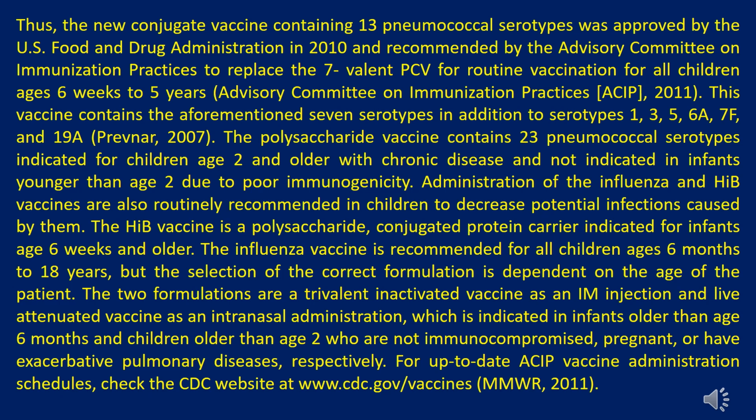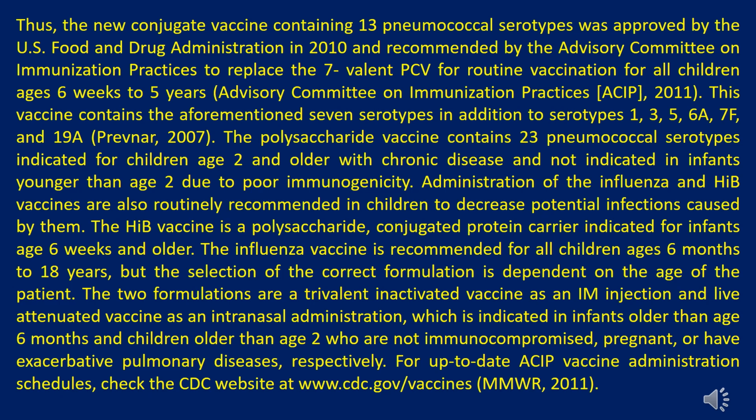ACIP, in 2011. This vaccine contains the aforementioned 7 serotypes in addition to serotypes 1, 3, 5, 6A, 7F, and 19A, Prevnar, 2007. The polysaccharide vaccine contains 23 pneumococcal serotypes indicated for children aged 2 and older with chronic disease and not indicated in infants younger than age 2 due to poor immunogenicity.